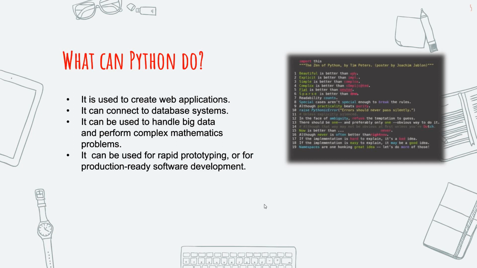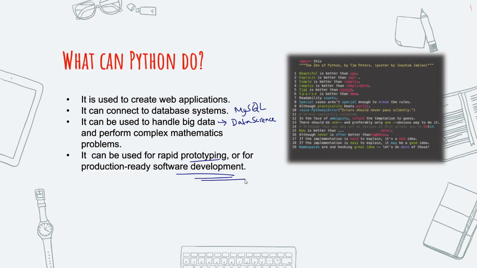Now let's focus on what Python can do. See, Python can be used to create web applications. It can be used to connect to database systems, for example, like MySQL. It can be used to handle big data, in the sense that it is used for data science. And it can perform complex mathematical problems. It can also be used for rapid prototyping or for production ready software development.